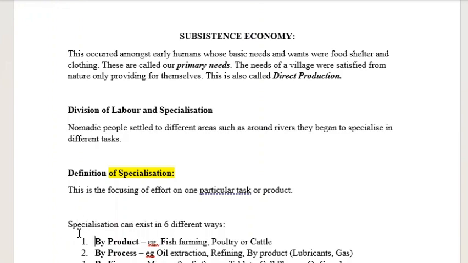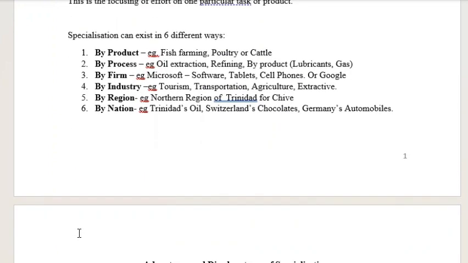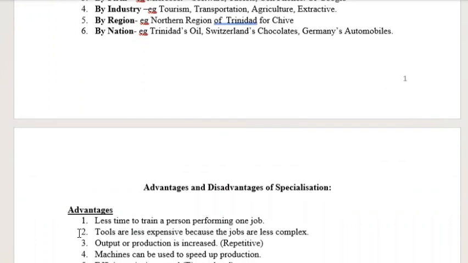So, specialization can exist in six different ways. By product, for example in fishing, farming, poultry, or cattle, or by process, for example oil extraction, refining by product, lubrication, and gases. By form, for example Microsoft software, tablets, cell phones, or Google. By industry, for example tourism, transportation, agricultural, extractive. This could be extractive of different agricultural products. By region, for example northern region of Trinidad, or by nation, for example Trinidad's oil, Switzerland's chocolates, Germany's automobiles.